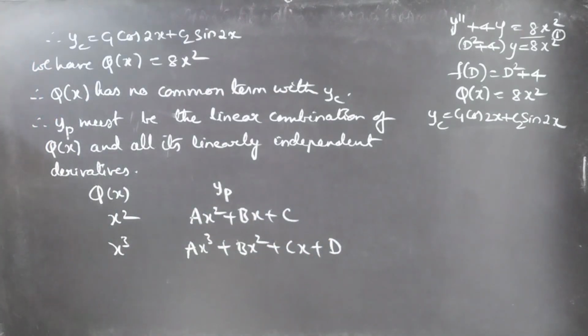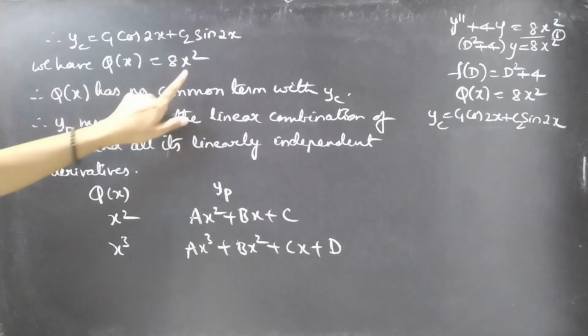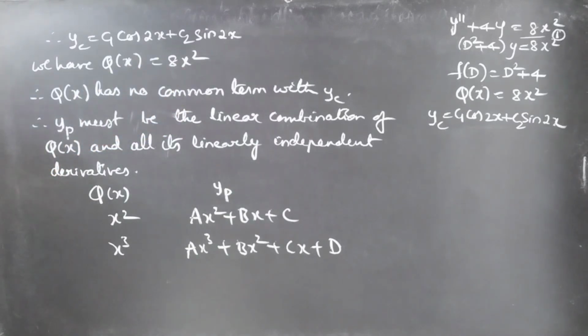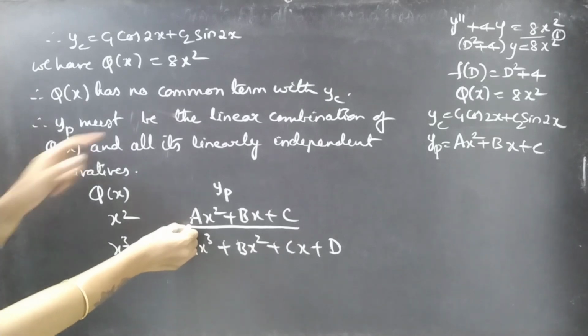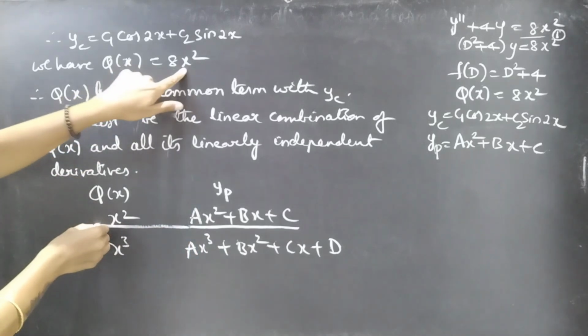Now, suppose if we have no idea about the formula, then how to find yp? Okay, we'll use the trial method in order to find yp. As I said, yp must contain the linear combination of q of x and all its linearly independent derivatives. We have the terms of q of x, right? And yp must contain the term of q of x and all its derivatives. That is the formula. Okay, we'll see that using the trial method. Here the required formula is ax square plus bx plus c, because we have q of x equal to x square, right?